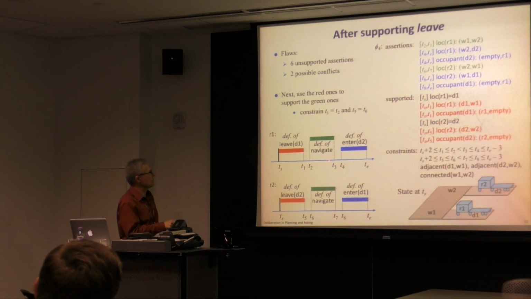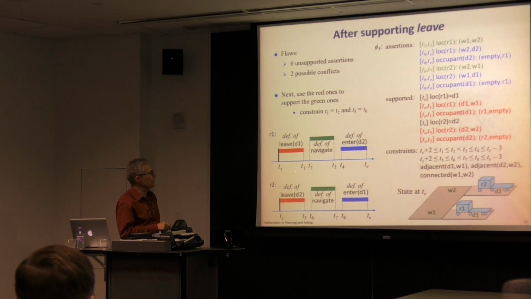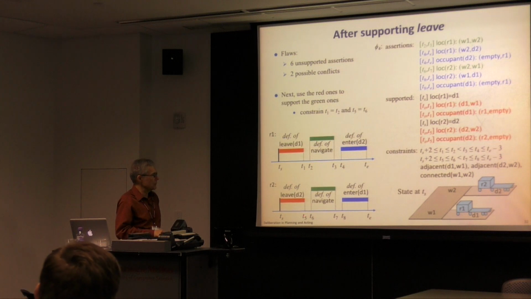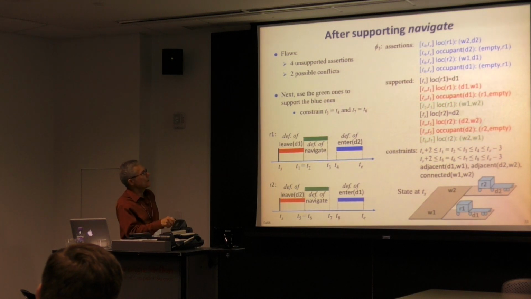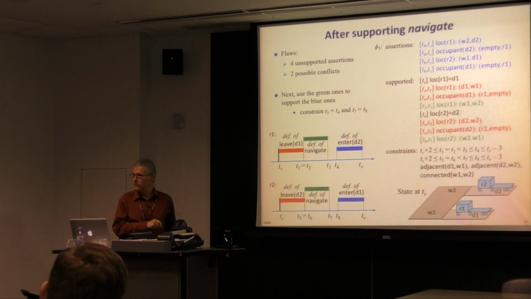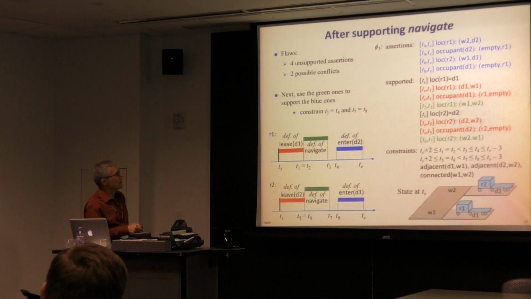Okay? Next, we're going to support the navigate task, and the way that we're going to do that is by constraining these 2 time points to be the same and these two time points to be the same. All right? So we do that. That moved the green ones into the supported list. It also introduced a few more constraints saying T1 has to be equal to T2, T5 has to be equal to T6.